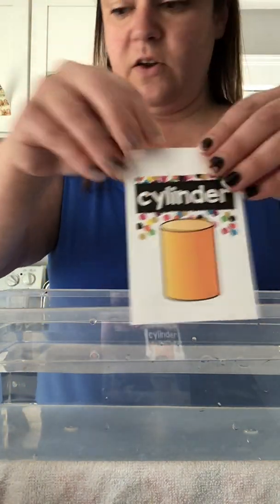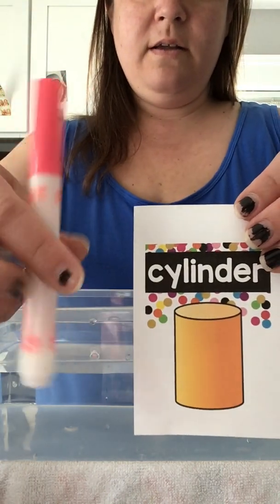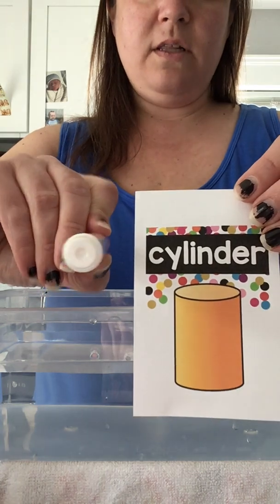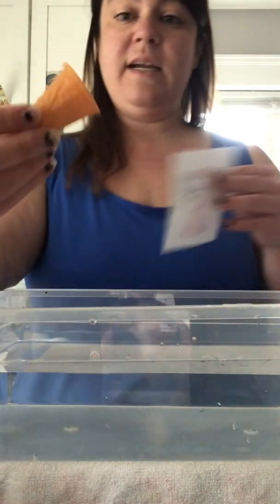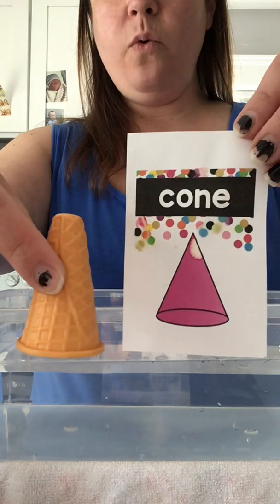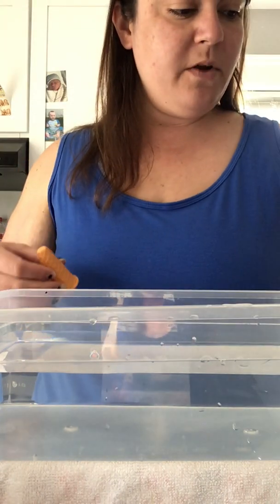And for a cylinder, we're going to use a marker. So a marker is shaped like a cylinder. It's got a circle at the bottom, and then a long body. And I found a plastic ice cream cone shaped like a cone. All right, so these are the items we're going to use.